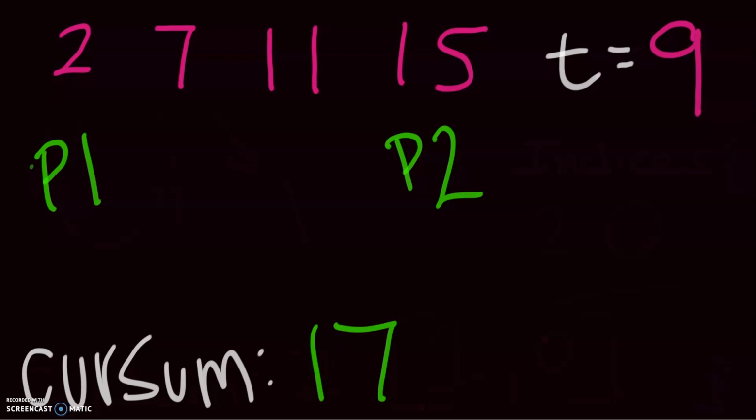We're then going to check to see if the current sum equals our target number. So does 17 equal 9? No, it doesn't. And that number is larger than our target number.